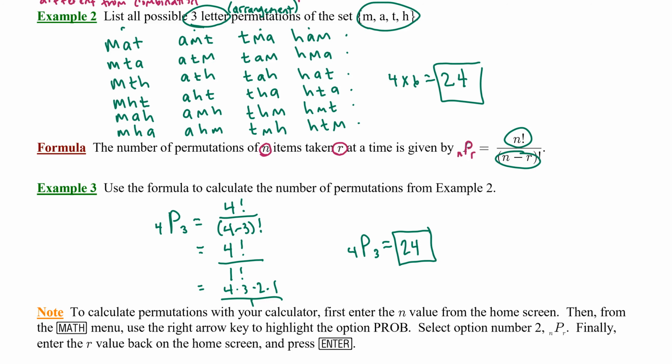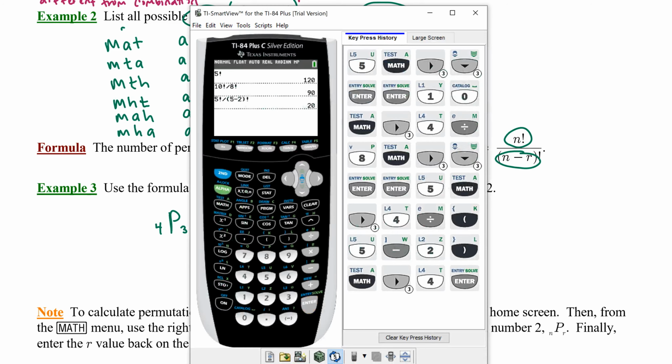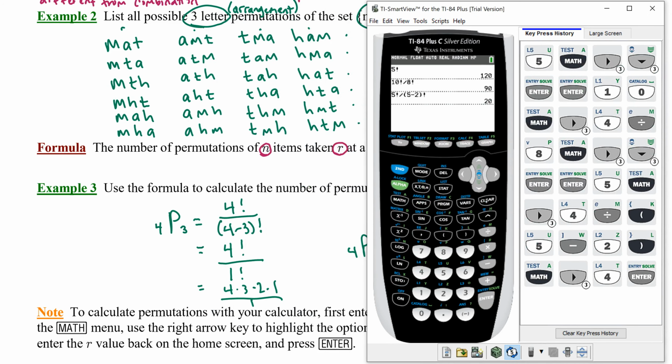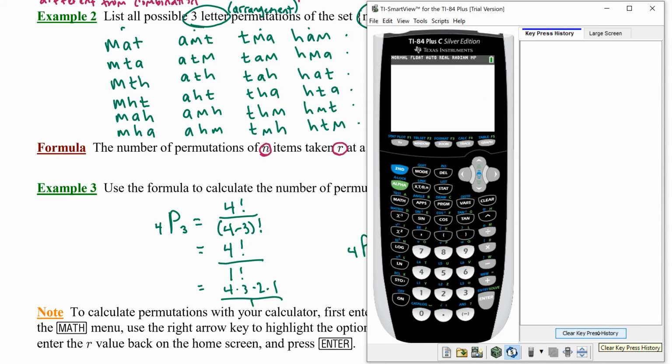Now, I've got great news for you. This formula is available on your calculator, and it's going to save you a little bit of work. So let me show you how to type in 4P3. So the first thing I'm going to do is type in the 4. That's the n, the total number of items I have to choose from. Then I'm going to go to this math menu. This is the same menu where we found factorial. And I'm going to use my right arrow key to highlight PROB for probability.